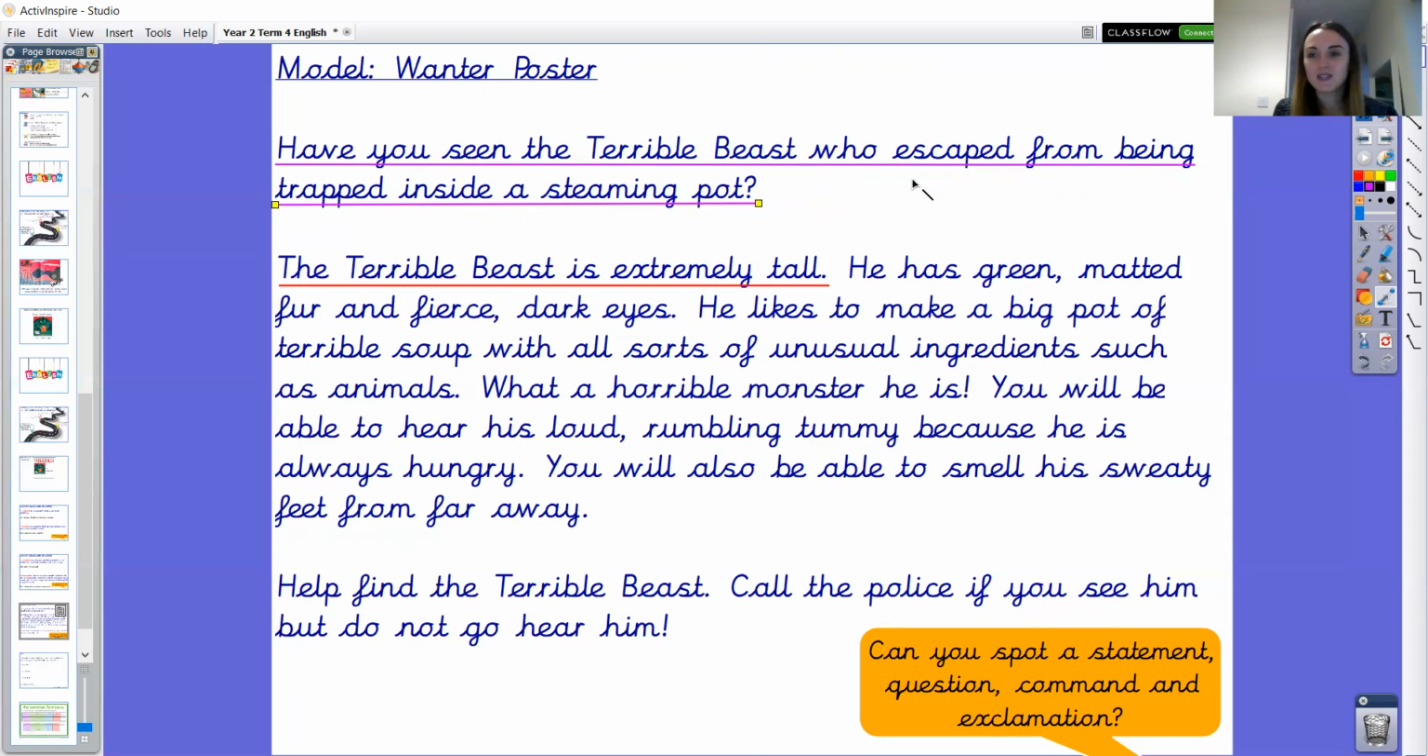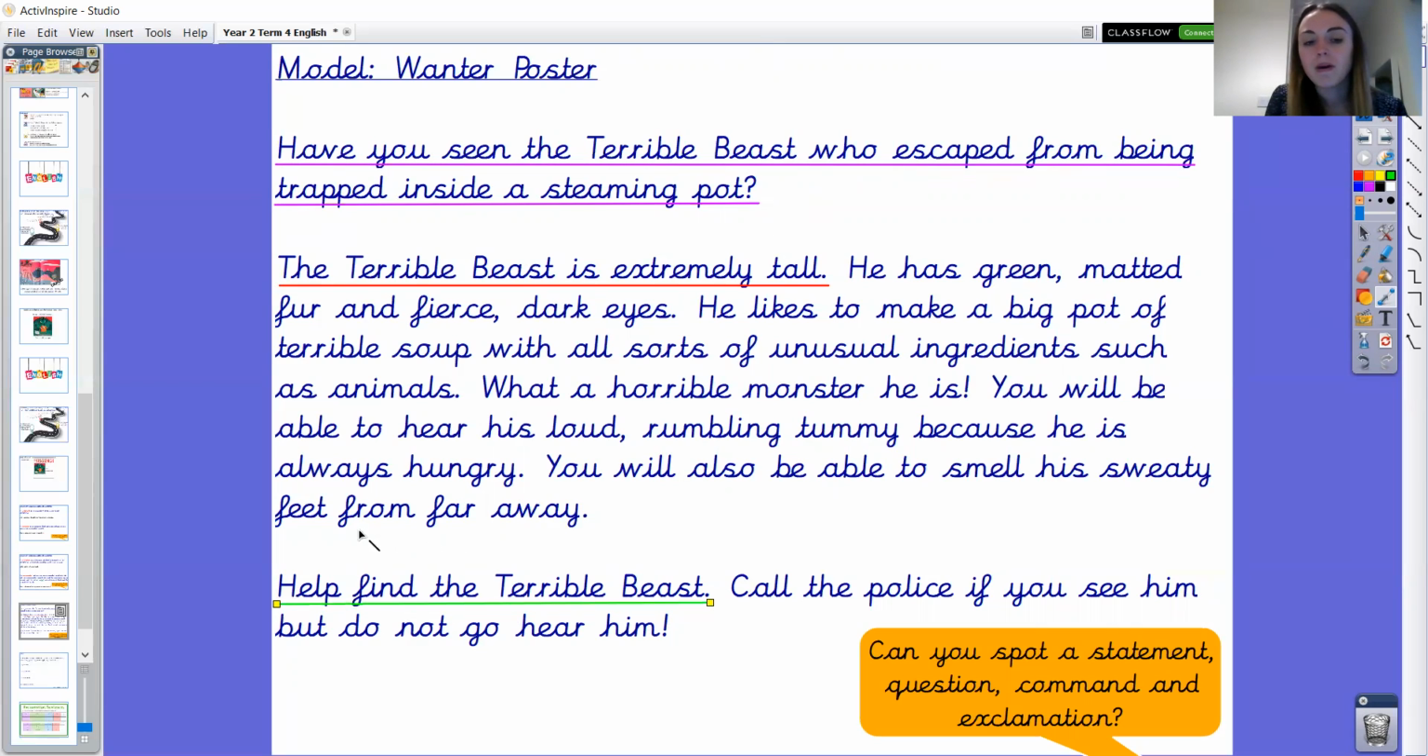The next type of sentence that you should have been spotting is a command. So a command is telling the audience to do something. And the command often starts with a verb, so an action word. So I'm just going to change the colour pen to green. And at the bottom here, I've used a command, help find the terrible beast.